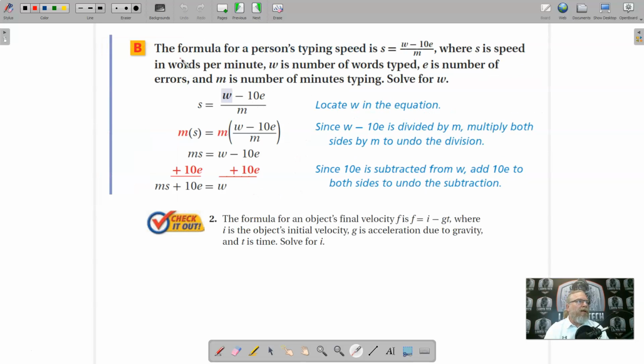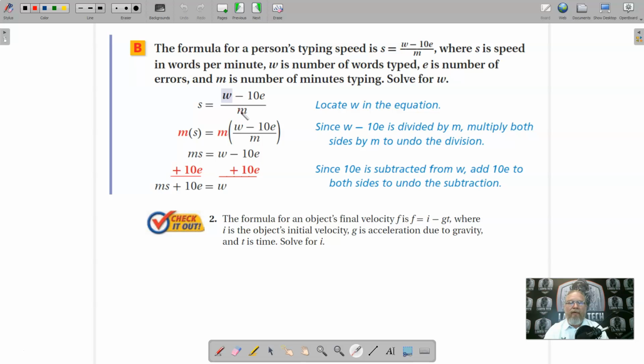All right, next one. The formula for a person's typing speed is S equals (W minus 10E) over M, where S is the speed in words per minute, W is the number of words typed, E is the number of errors, and M is the number of minutes typing. They want us to solve for W. So let's locate W. We see W is here in the numerator of the formula. And we also notice that the W minus 10E is being divided by M. So we need to get rid of this fraction first.